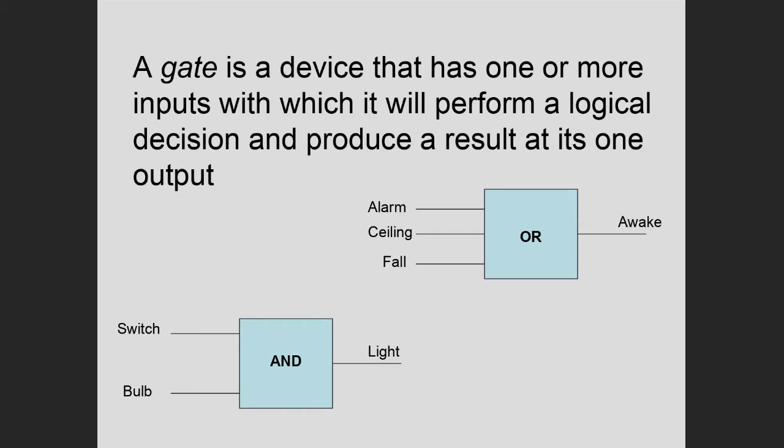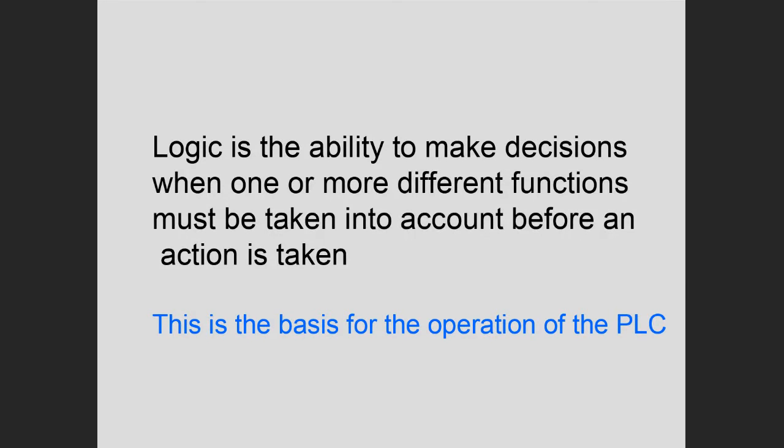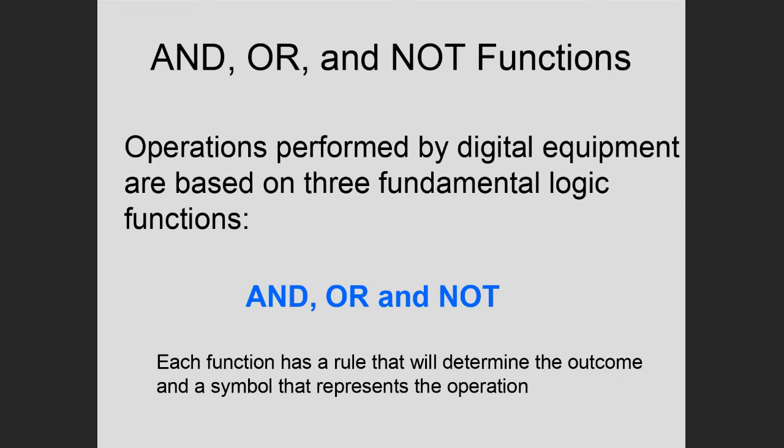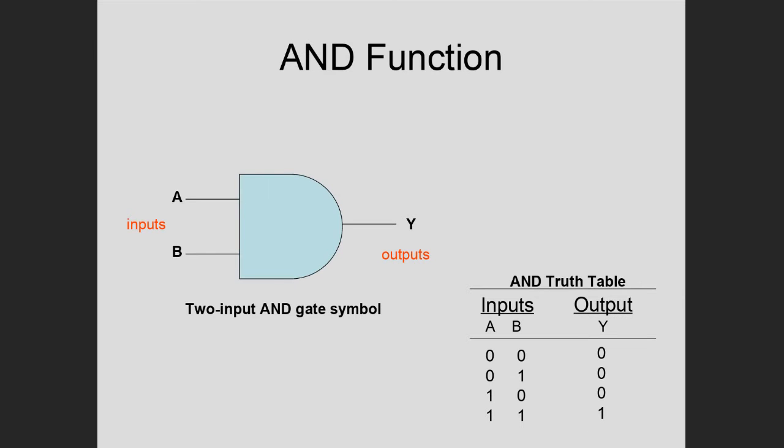So what you see on the screen right now, these are not the gate symbols, but it just shows a general way of representing gates. We gave a definition of logic, and then we got into the gate representation for the basic logic functions, AND, OR, and NOT. And so what I asked you to do was remember a couple things about each of the logic functions. You want to know the gate symbol. You want to know the truth table.